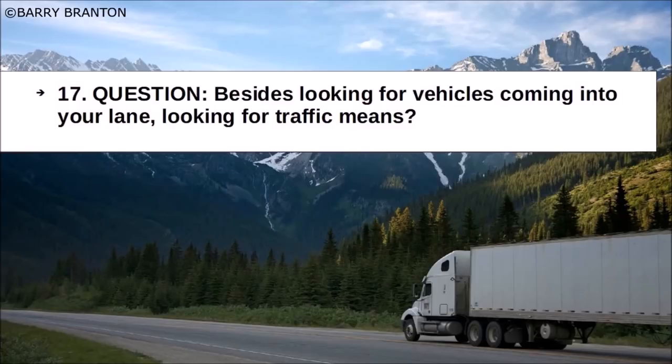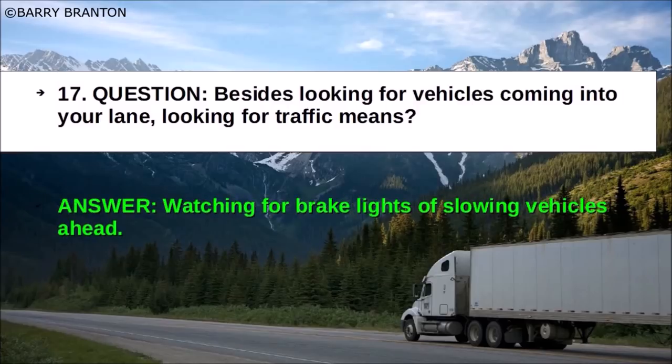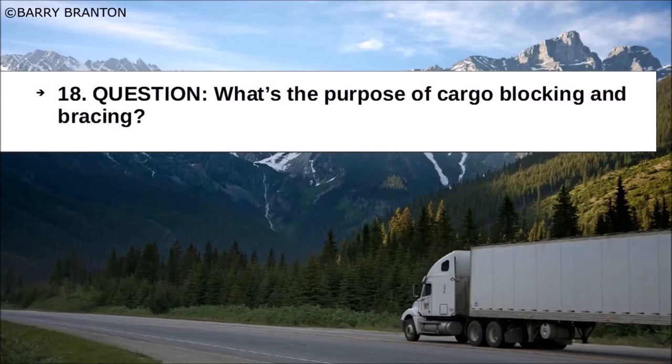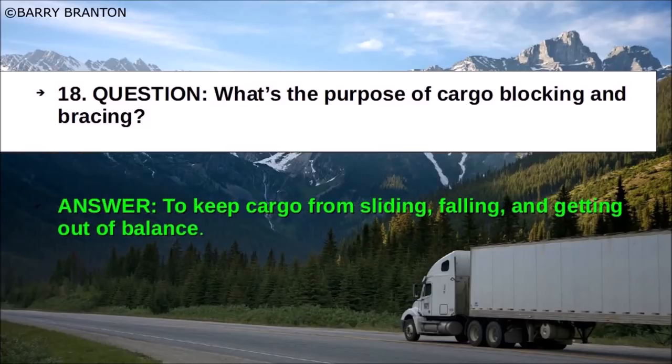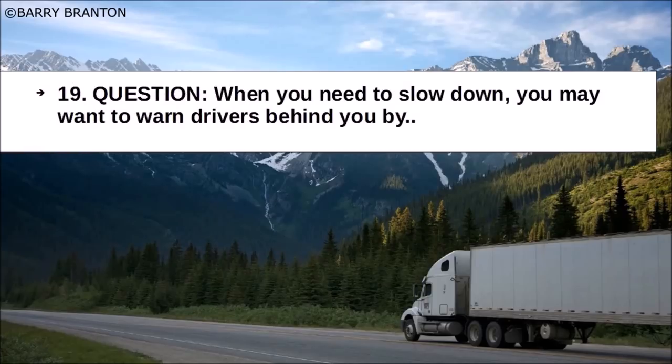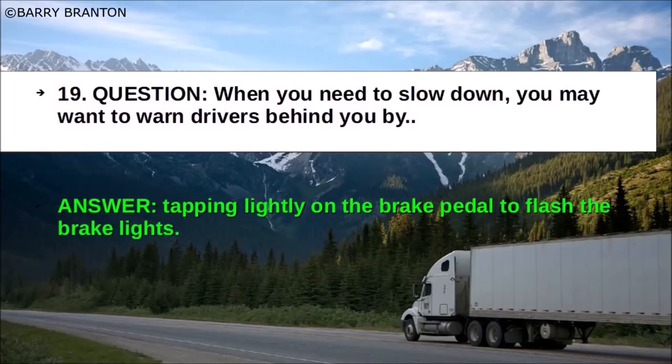Besides looking for vehicles coming into your lane, looking for traffic means watching for brake lights of slowing vehicles ahead. What is the purpose of cargo blocking and bracing? To keep cargo from sliding, falling, and getting out of balance. When you need to slow down, you may have to warn drivers behind you by tapping lightly on the brake pedal to flash the brake lights.